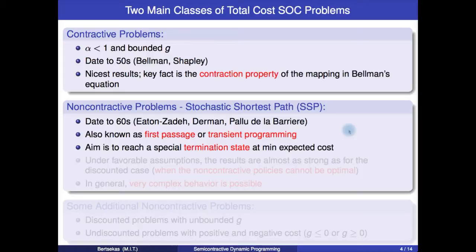Now, there are deterministic and stochastic versions of the shortest path problem. The difference is that in deterministic problems, our choice of control leads to a unique next state with certainty, while in stochastic problems, the next state is determined according to a probability distribution that depends on the choice of control. Stochastic shortest path problems are also known as first passage problems or transient programming problems. They arise very often in applications.